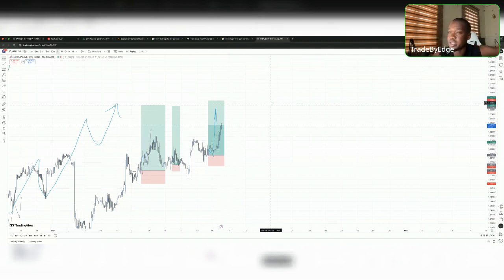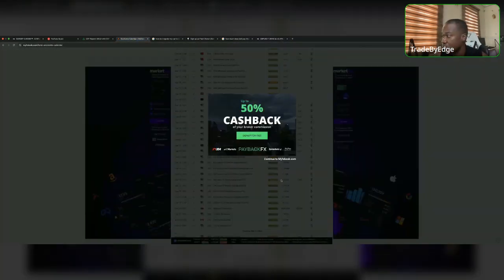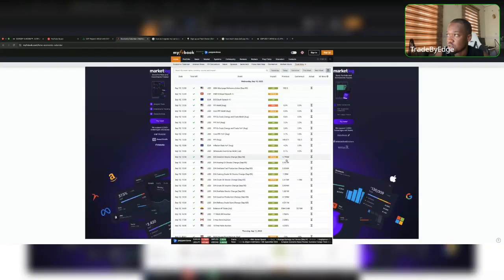So now on Wednesday we are having different high impact news. Let's look at the markets. Personally, I like to use a Forex book calendar. You can also use Forex Factory, but personally I like to use this because it's simple and I don't need to stress myself too much.